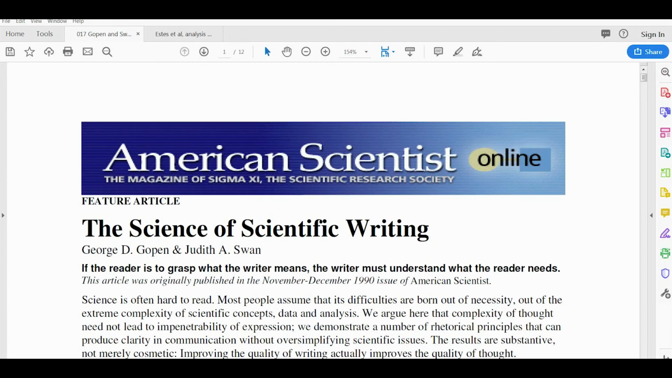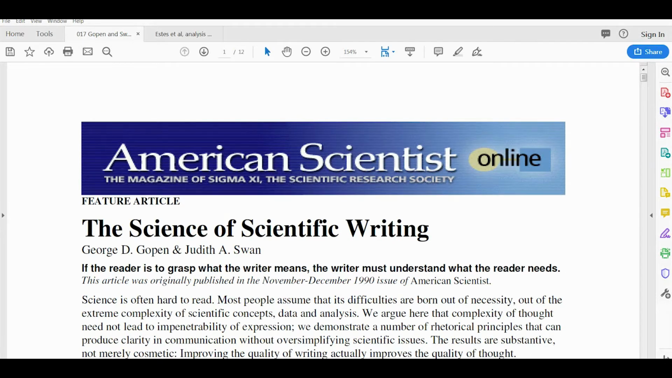This is a quick explanation of a technique that is explained and illustrated in this article, The Science of Scientific Writing by Gopen and Swan. The article is good in general. I think they give good advice. The one particular piece of advice that I think matters more than any of the others in this article is the concept of old to new.